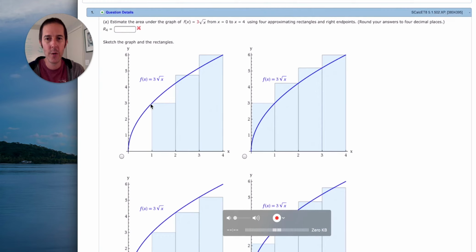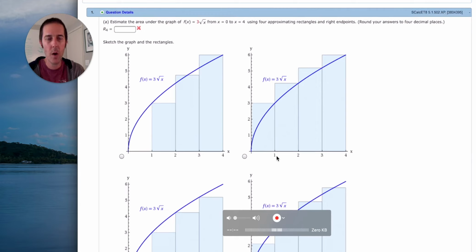Now, if I'm using right endpoints to draw my rectangles, what I should do now is draw a rectangle from here. This is the right edge of my rectangle. This is the correct height of that rectangle. I should now be drawing over to here and then down again. So this is not the right diagram. This looks correct.